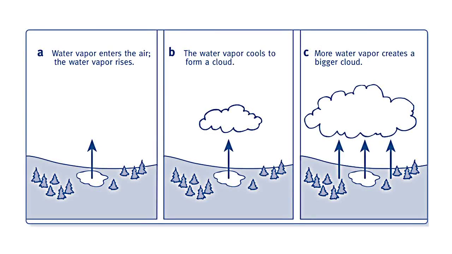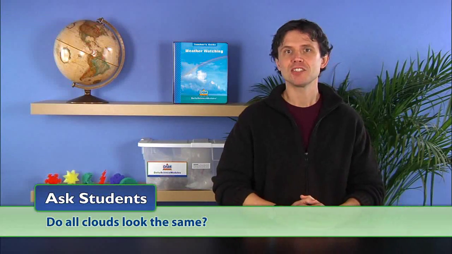Explain that clouds are made up of tiny droplets of water and form when water vapor rises up in the sky. As it rises, the water vapor is exposed to cooler air and cools to become liquid again in the form of tiny droplets of water. These water droplets form clouds. Ask students, do all clouds look the same? Students should have observed that clouds have different shapes and vary in size, color, and height or altitude.